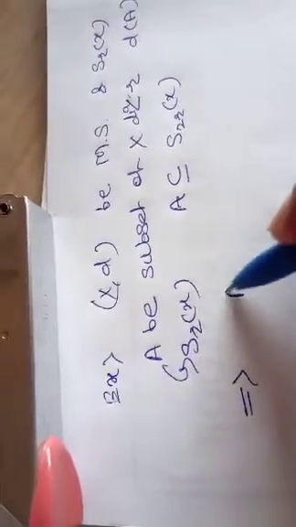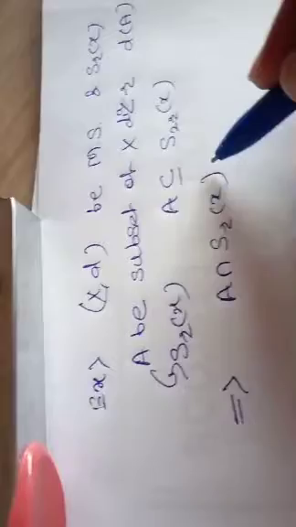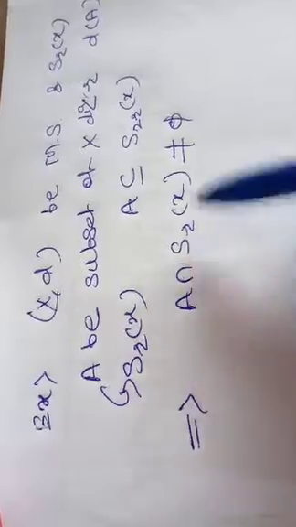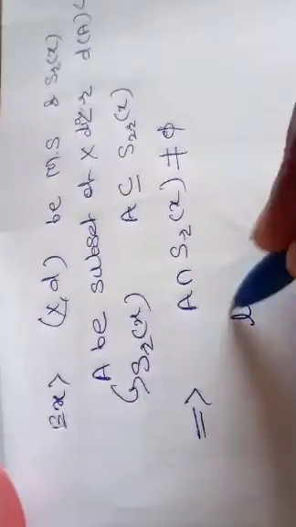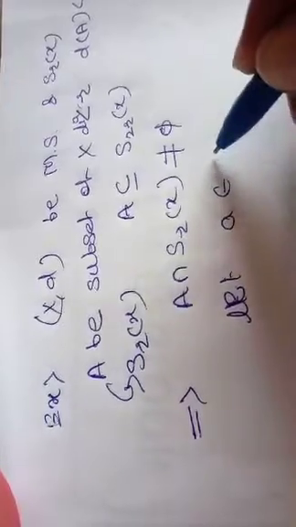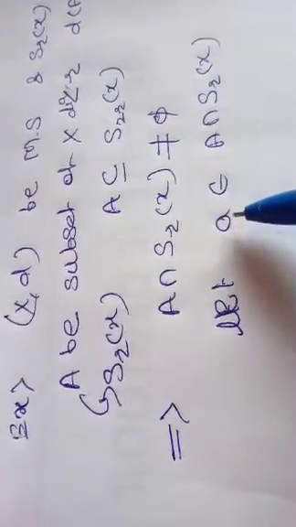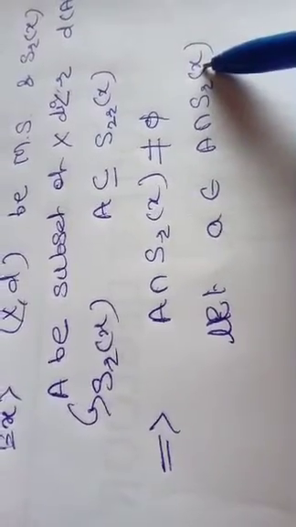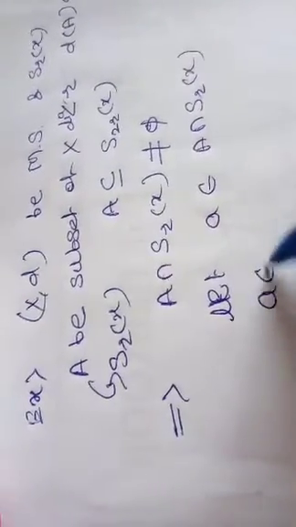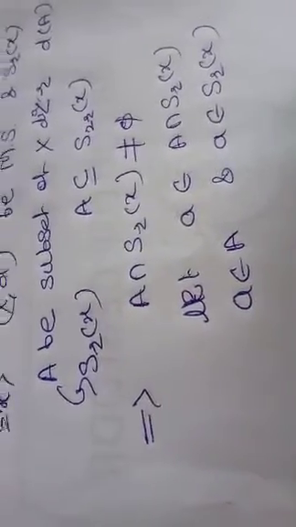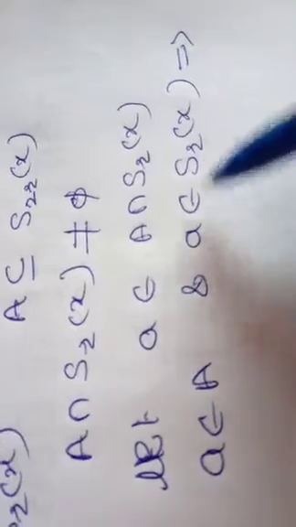Now we have given that A intersects S_r(x), which means their intersection is non-empty. There exists at least one element. Let a belong to A intersection S_r(x). We have taken this element as a. Then a belongs to A and a belongs to S_r(x), which means a is an element that belongs to this open sphere.